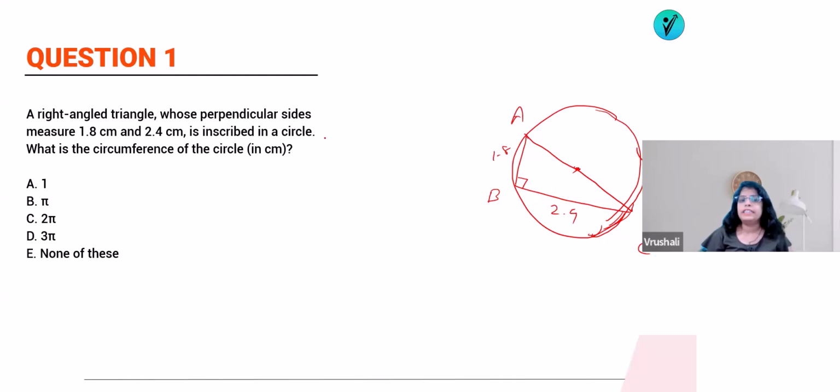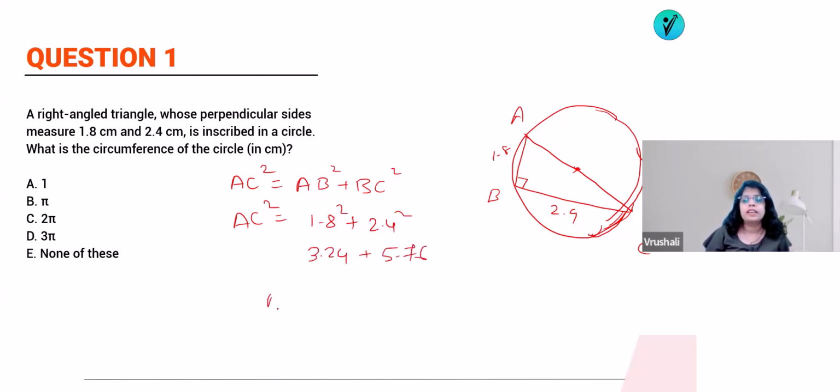So obviously if it is a right angle triangle, we can find out the AC by using the Pythagoras theorem. So AC square will be equal to AB square plus BC square. So AC square will be equal to 1.8 square plus 2.4 square. That means 3.24 plus 5.76. So we can say AC square is equal to this sum. 6 plus 4, 10, carry is 1. 7 plus 2, 9 plus 1, 10. Carry will be 1, 9.0. So AC will be equal to root of 9, that means 3, which means the diameter is equal to 3.